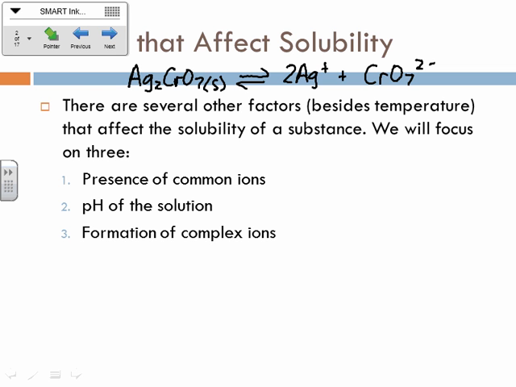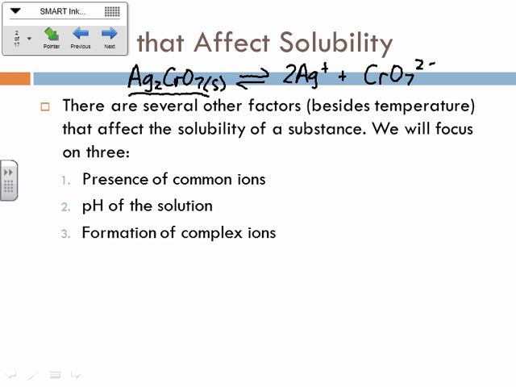And now we're going to talk about some of the things you can do to affect the solubility. Now you have to be careful here because these things are not going to change the Ksp. Okay? What's the only thing that can change an equilibrium constant? Temperature. So when we talk about all these other things here, the presence of common ions, pH of the solution, formation of complex ions, those are not going to change the Ksp, but they are going to change the solubility. In other words, they're going to change how much of this solid will dissolve in the solution. But you'll see how that works. We just have to remember the Ksp is not going to change unless we change the temperature.